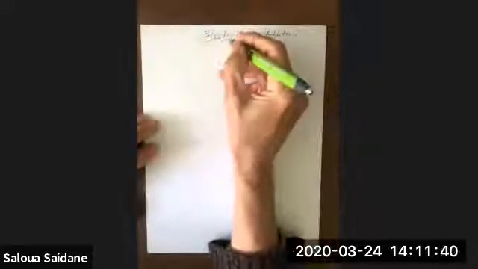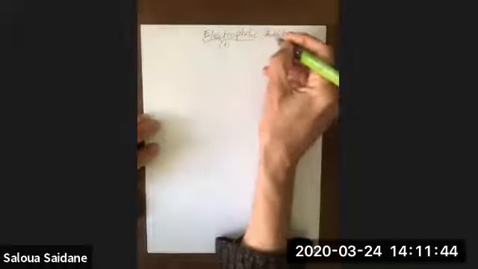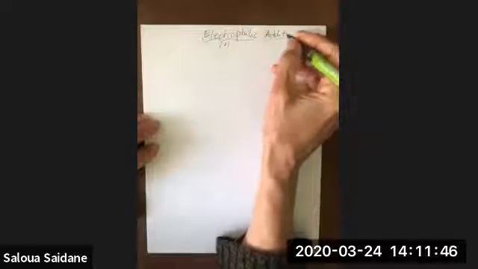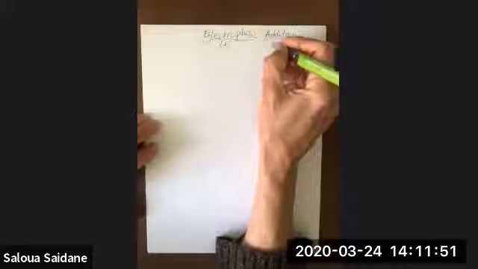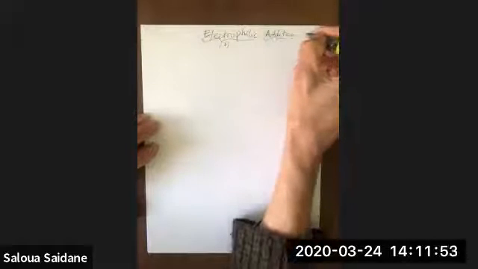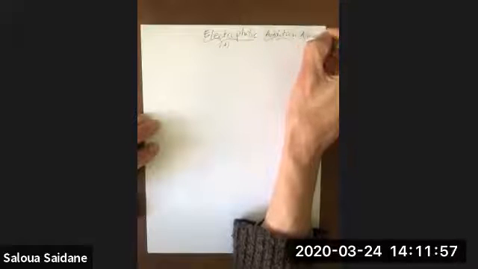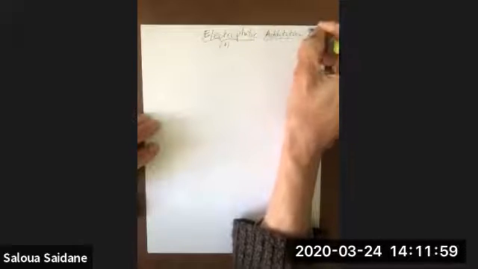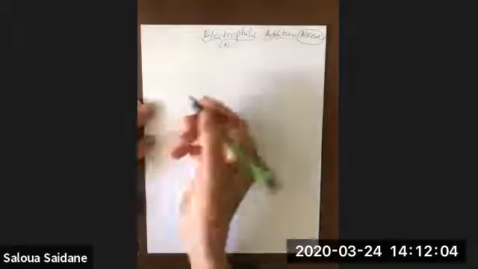We have electrophilic, which means something positive, and addition means we have to add two atoms, two things, one on each. And this is on alkenes. So let's look at the structure of an alkene to start with.